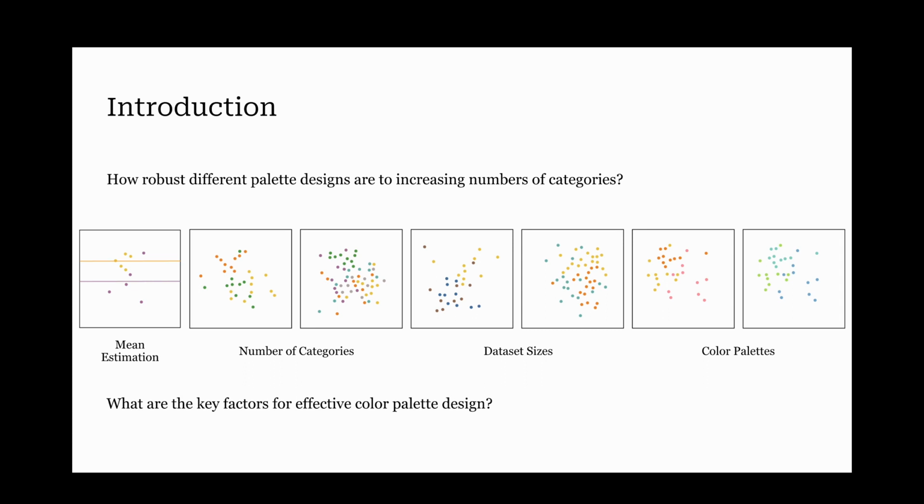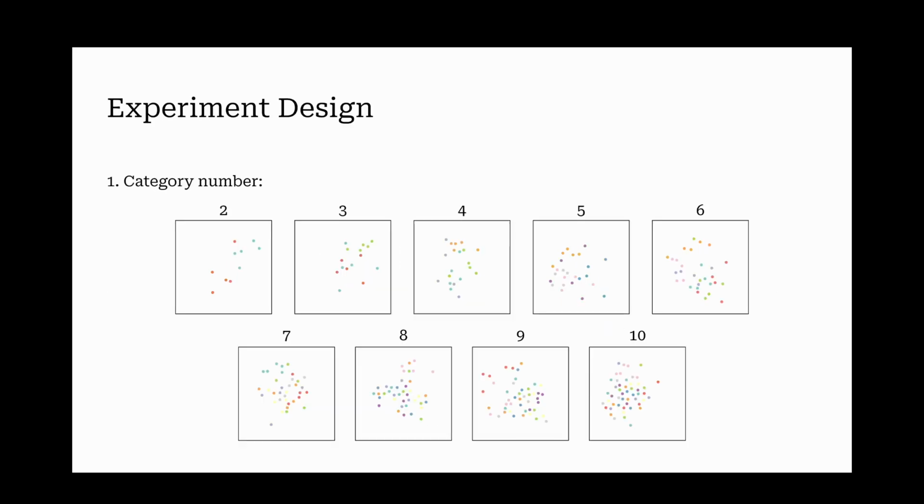Our results characterize the effect of the number of categories and color palettes in perception of multiclass scatterplots. Our findings challenge current guidelines on multiclass scatterplot design, and we present an exploratory analysis of key factors for effective color palette design. For experiment design, we have 4 factors. We tune our dataset parameters in a series of 3 extensive pilot studies.